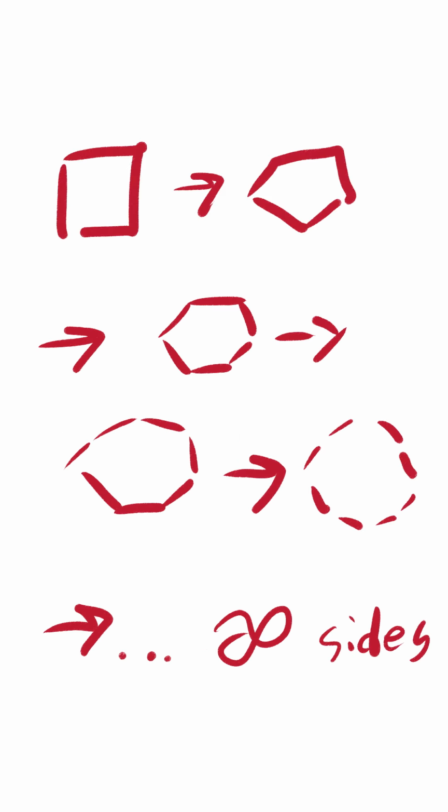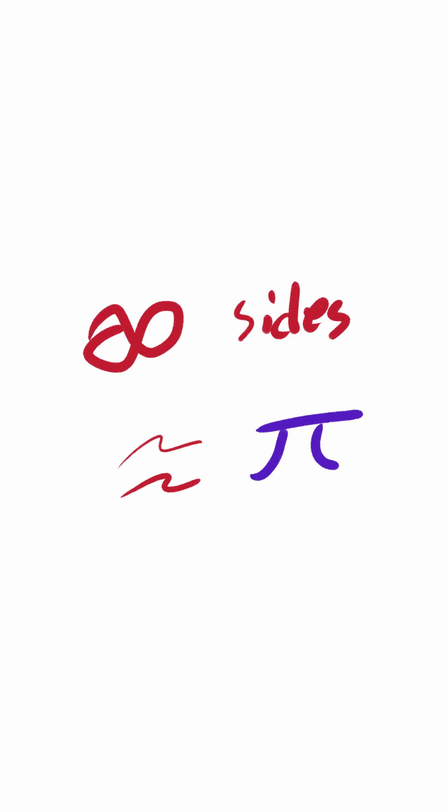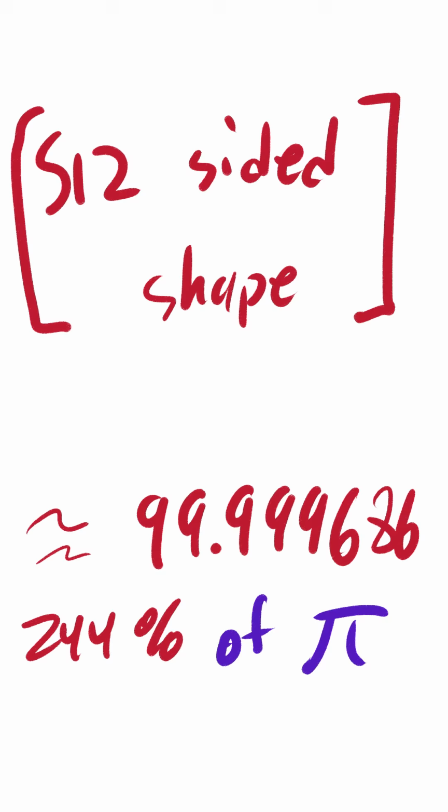Eventually, if we continue with more and more sides forever, we find pi, but really, after a shape with 512 sides, we get an accuracy of 99.999686244%.